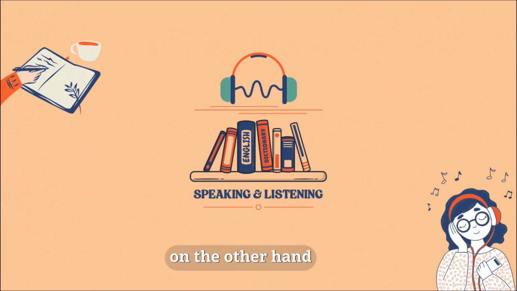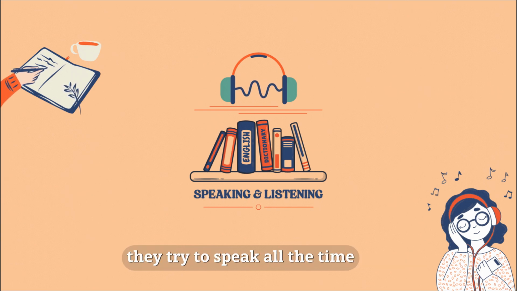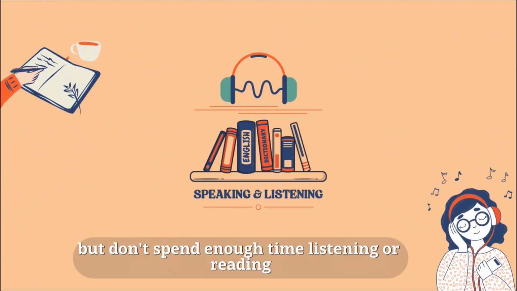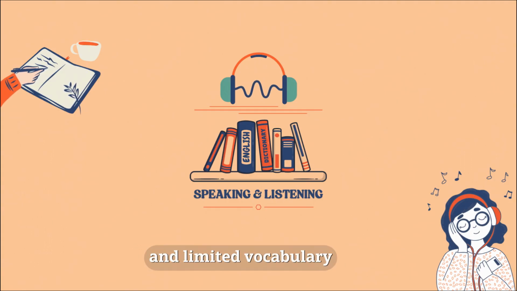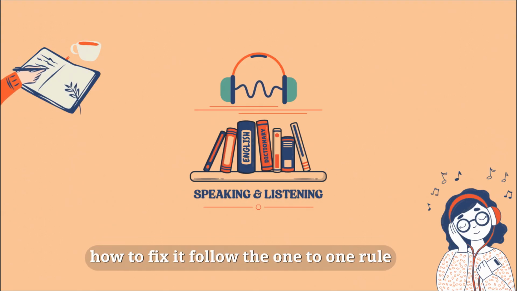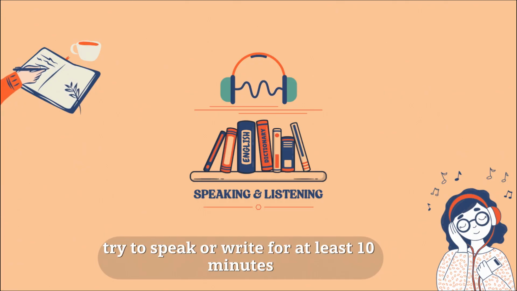On the other hand, some learners focus too much on output. They try to speak all the time, but don't spend enough time listening or reading. This can cause poor sentence structures and limited vocabulary because they don't learn enough from native speakers. How to fix it: follow the 1-to-1 rule. For every 10 minutes of listening or reading, try to speak or write for at least 10 minutes.